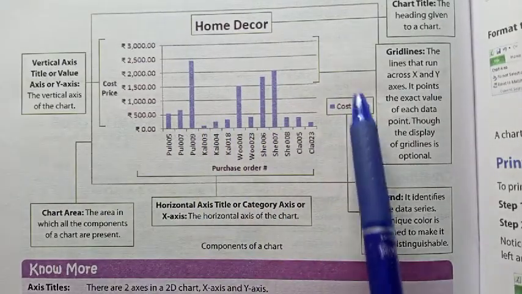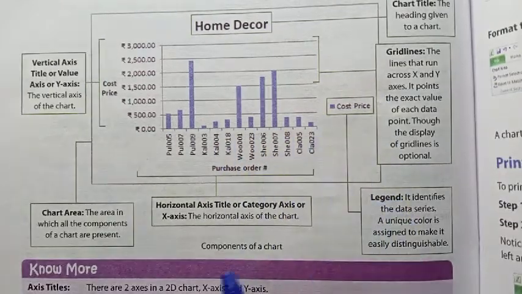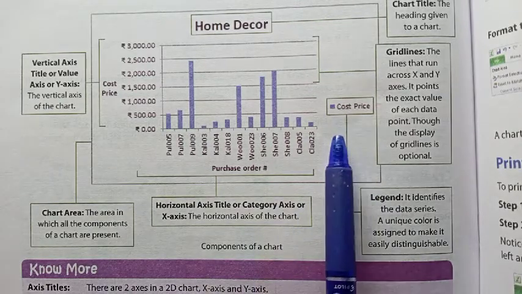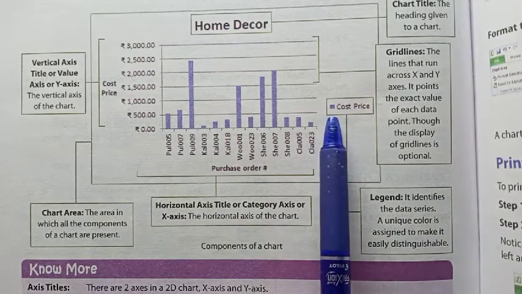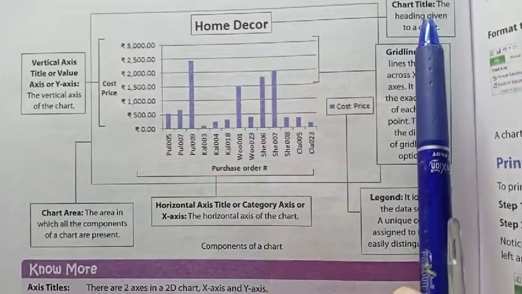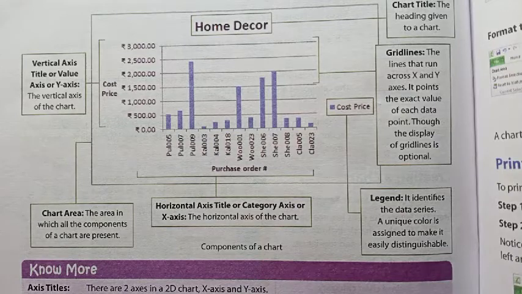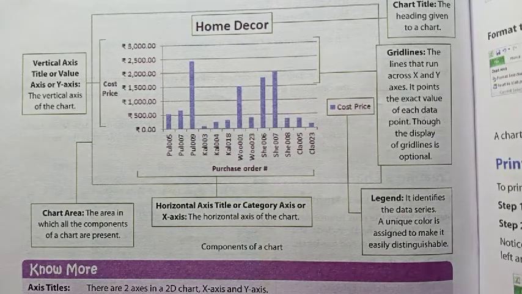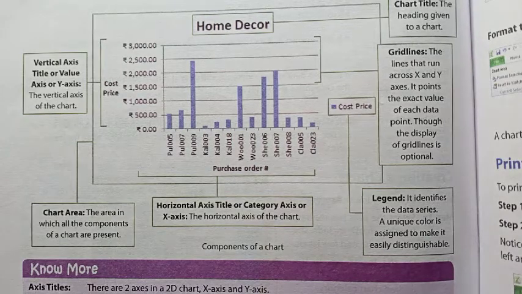Then we have this at a corner, which is known as the legend, which identifies the data series, and each unique color helps us to distinguish one series from another. At the top you can find the chart title. These are the main components of the chart which we can see when we insert a chart in our sheet. So this is all about the chart.